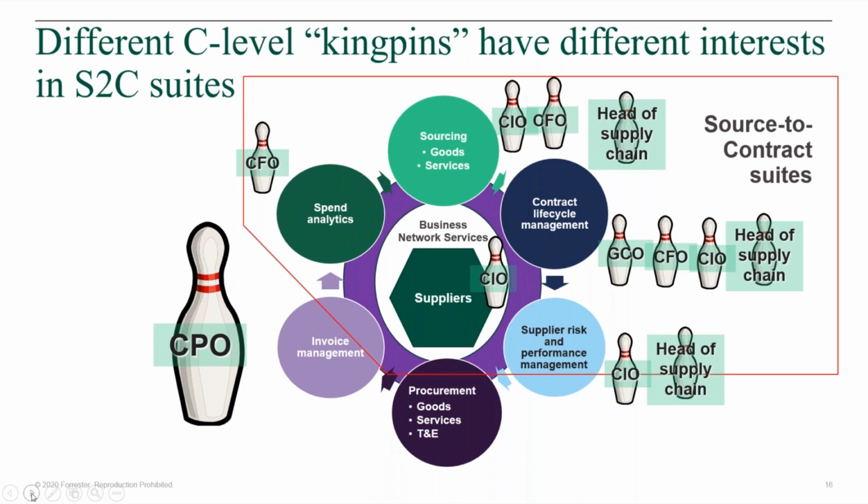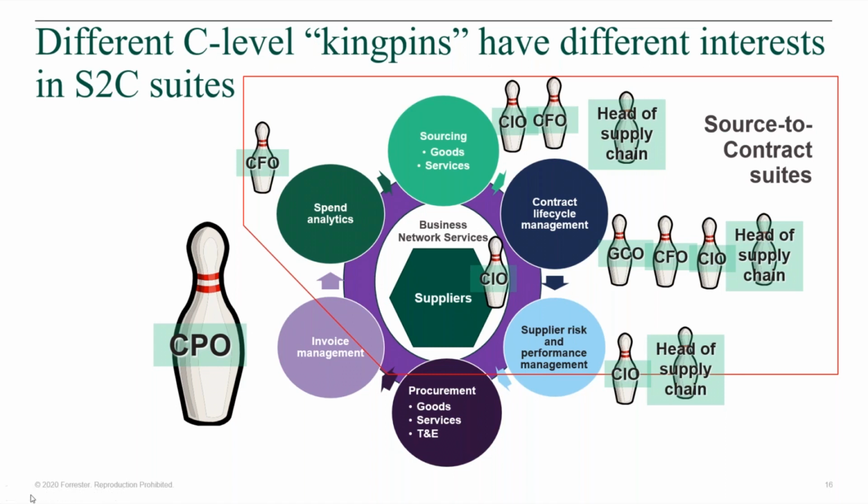Contract lifecycle management, key stakeholder here, of course, the general counsel. CFOs are becoming stakeholders, CIOs, and again, head of supply chains to understand what the contract obligations are that apply to the firms in their supply chain. In supplier risk and performance management, CIOs are stakeholders because, of course, they will use a lot of the IT suppliers and they want to understand the risk and performance. And increasingly, head of supply chains are becoming key stakeholders because supply chain risk is managed through the supplier risk that is included in this particular module.